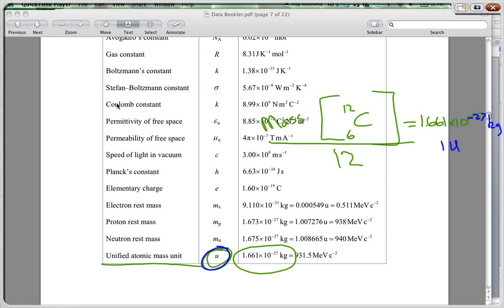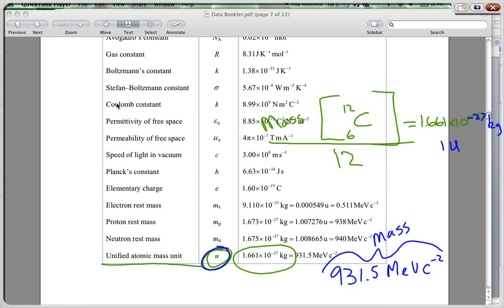That's our usual mass unit. But when we start going to very small, we like to work in eV. We can also talk of it as 931.5 MeV c to the minus 2. Now this is also a mass unit, all right?